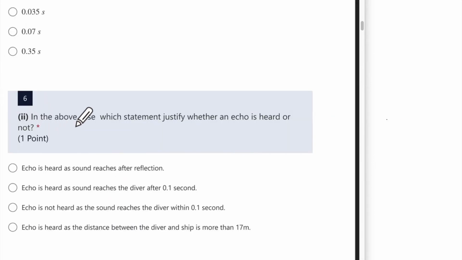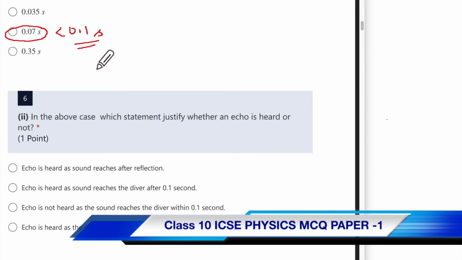Question 6, that is the second part of the same question. In the above case, which statement justifies whether an echo is heard or not? Now the time is this. Now this is less than 0.1 second, correct? Now in order to hear, human beings need sound which is more than 0.1 second. So will he hear the echo? The echo will not be heard.